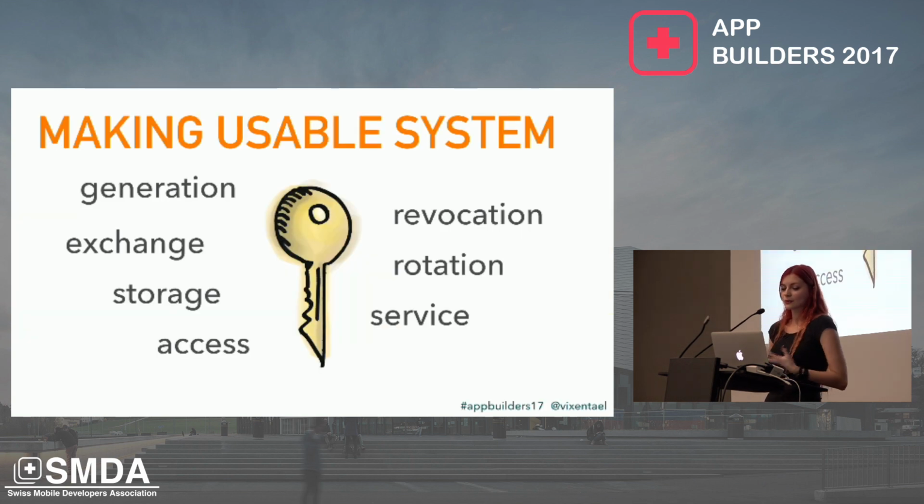This system consists of several processes which are linked sequentially: from generation to exchange, from exchange to storage and access, with revocation to control compromised and outdated keys, and of course with rotation to ensure key lifetime. Sometimes the system should contain some servers or some maintenance functions, for example, allowing other people, admins, to read encrypted data, or, for example, backups, some technical things. Let's talk about them one by one.